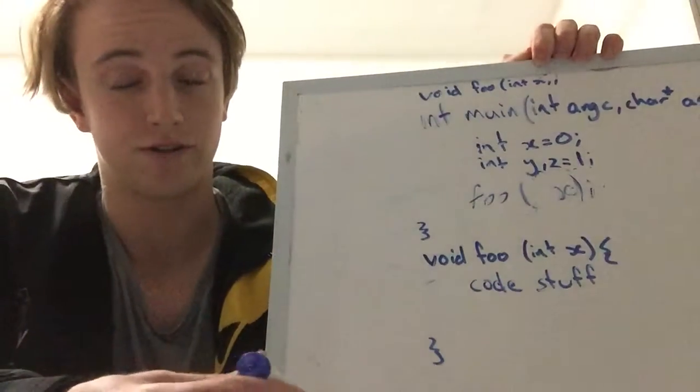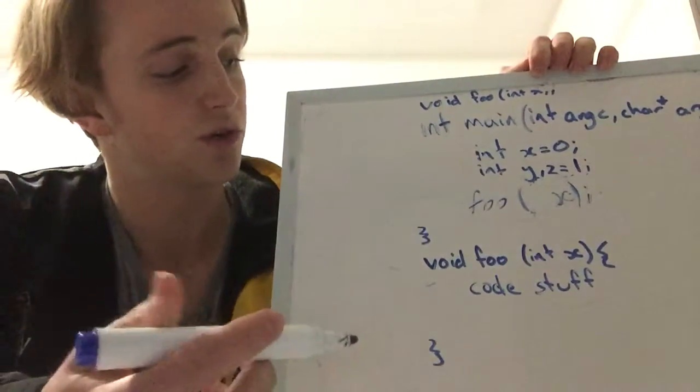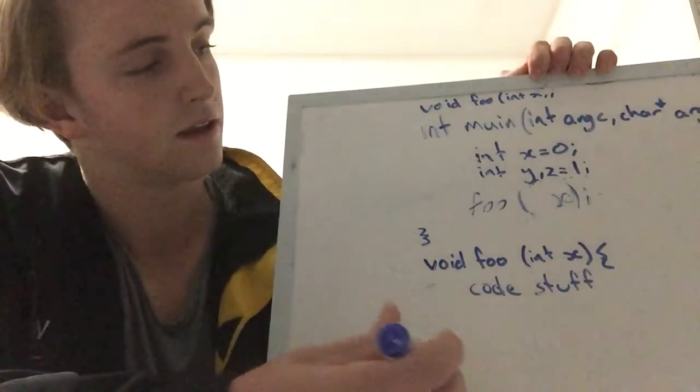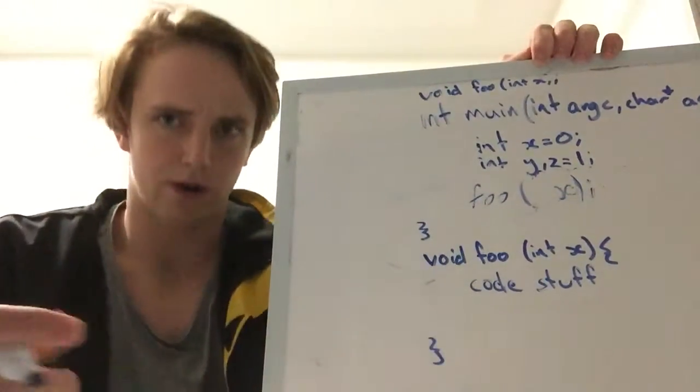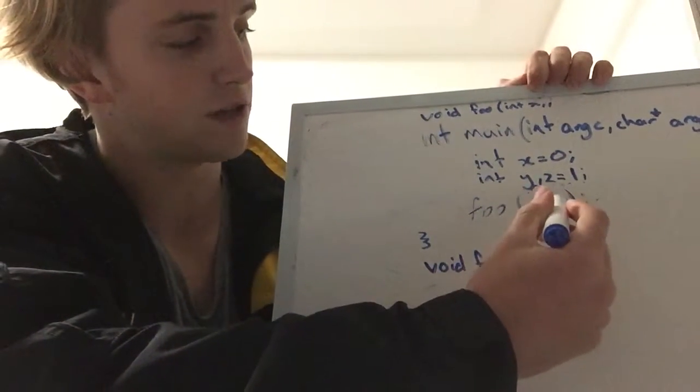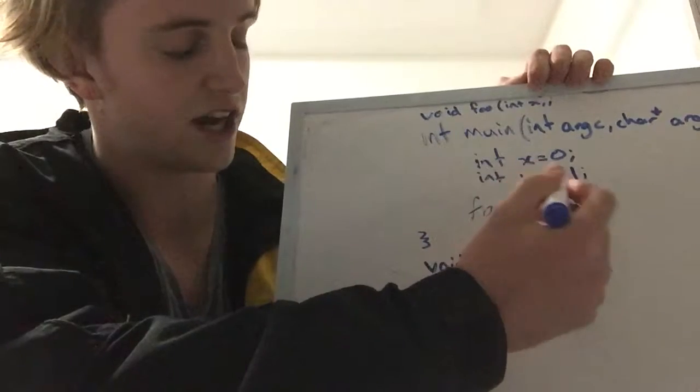Okay, so passing by reference versus passing by value. As we all know, when we call a function, we pass it arguments, such as int x down here. And what we've been doing up till now is what's called passing by value. So when foo is called up here, it receives a copy of this integer x.